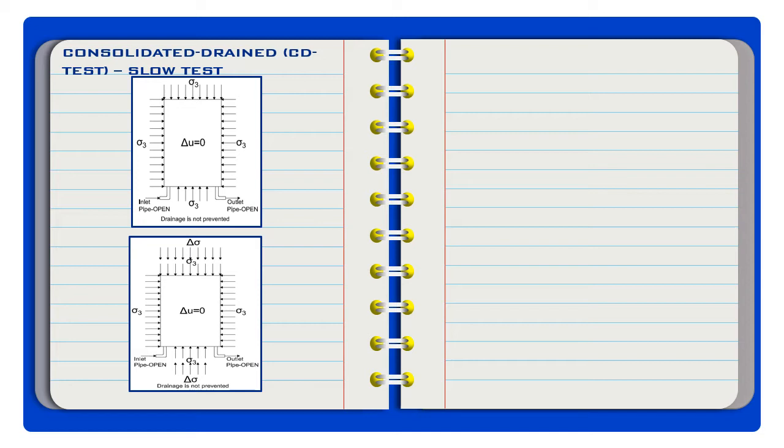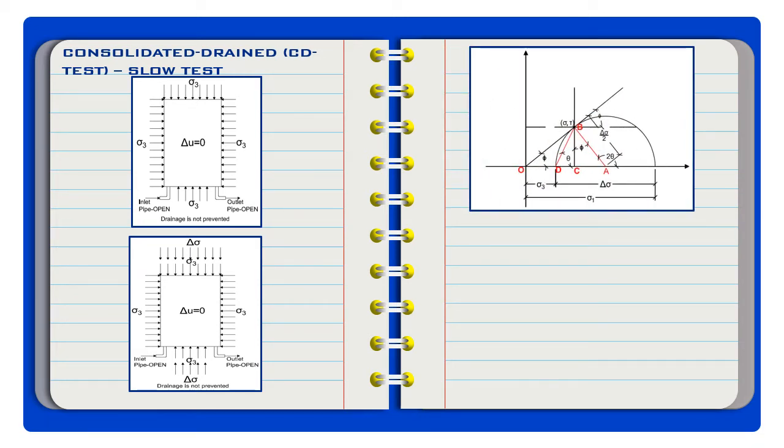So, if we will plot these stresses on our Mohr-Coulomb failure diagram, so as you can see, ang una nating mapaplot dyan is yung sigma 3, which is the first point on our Mohr circle. Then, mapaplot din natin si delta sigma, which is the deviator stress. Now, pag pinag-add mo yung dalawa na yan, yung point na mapoproduce is the maximum principal stress, which is the second point of our Mohr circle.